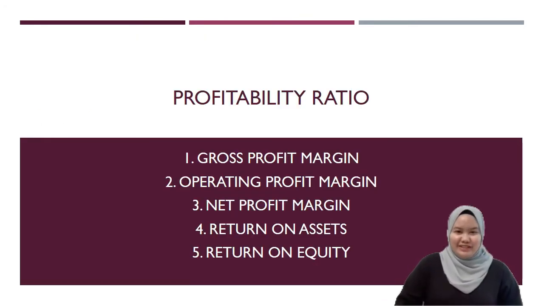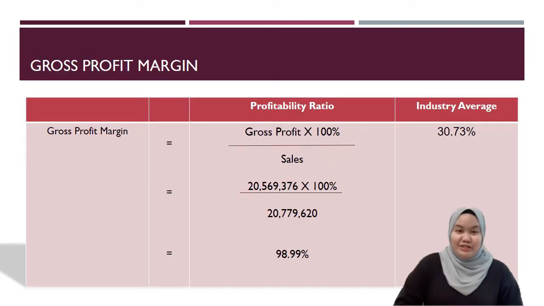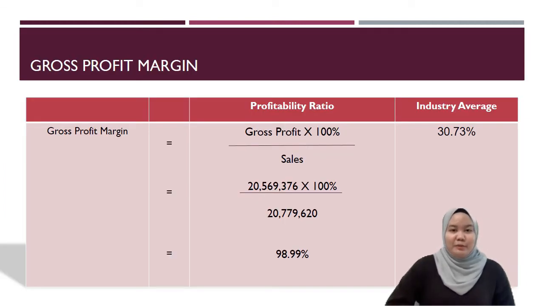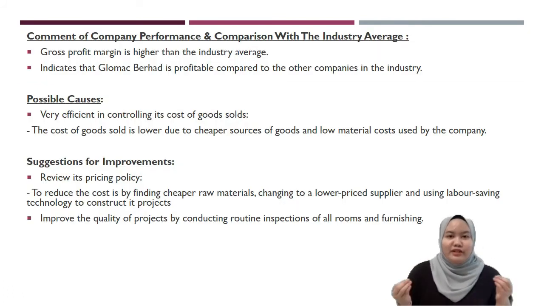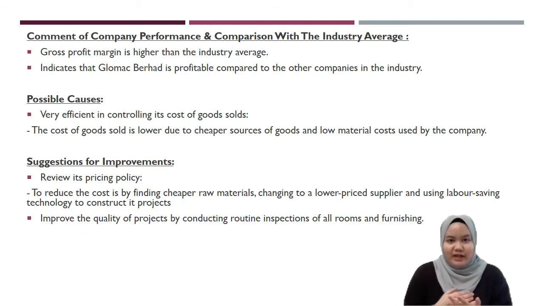So without further ado, let's continue with the profitability ratio. Based on the calculation, Glomac Berhad had achieved 98.99%, while the industry average for the gross profit margin itself is 30.73%. As we can do the comparison between the industry average and the company, it shows that Glomac Berhad is higher compared to the industry average for the gross profit margin. So, here, it indicates that Glomac Berhad is actually more profitable compared to the companies in the industry itself.